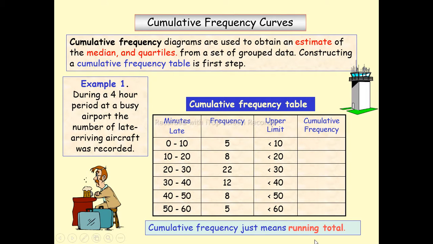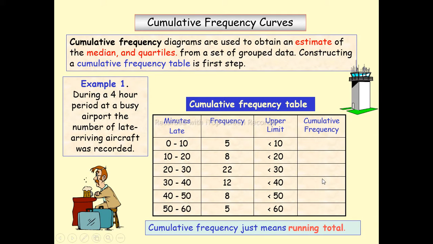So cumulative frequency is just the running total. And the frequency is just how many times something happened within a given interval. Between 0 and 10 minutes, this happens 5 times, like 5 people are between 0 and 10 minutes late. Between 10 to 20 minutes late, we have 8 people, and then we have 22 people who are between 20 and 30 minutes late, and so on.